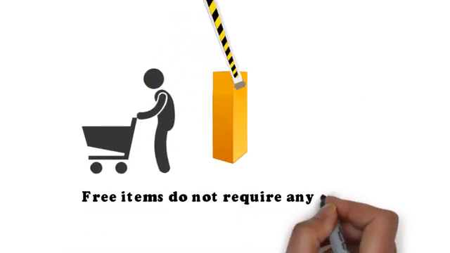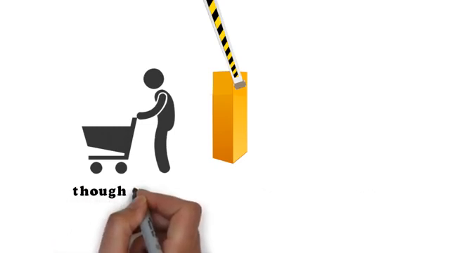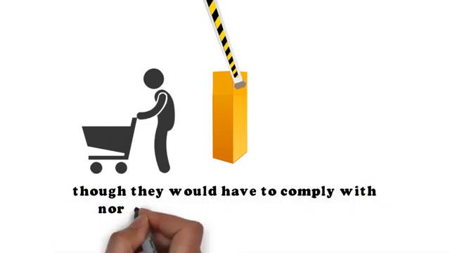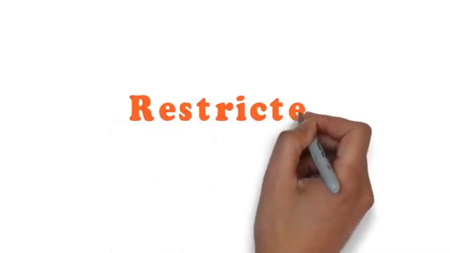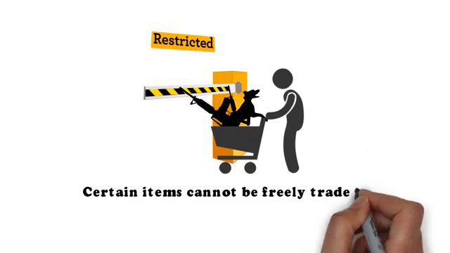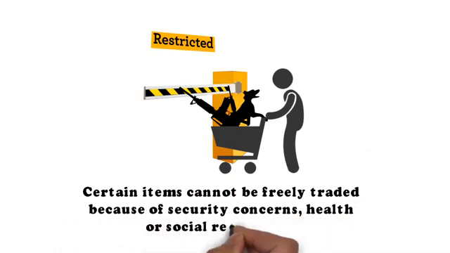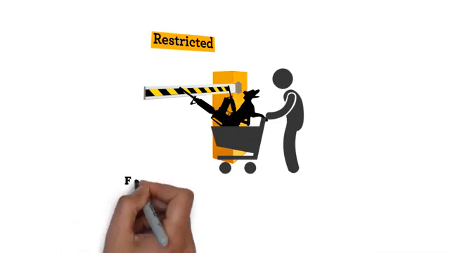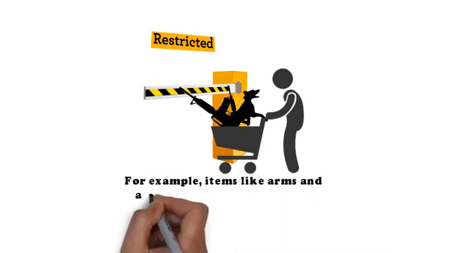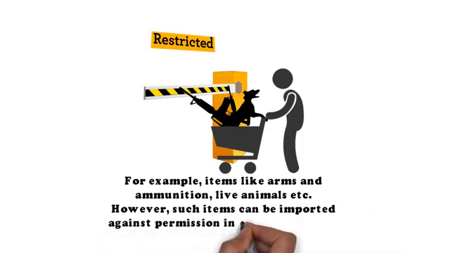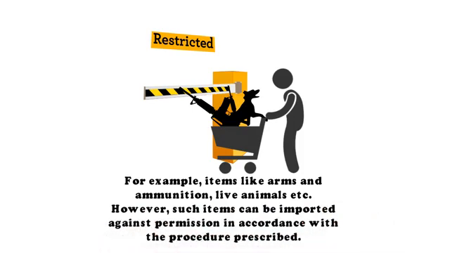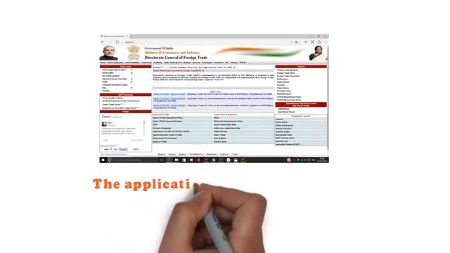Free. Free items do not require any special trade permissions, though they would have to comply with norms and rules applied to similar goods that are domestically produced. Restricted. Certain items cannot be freely traded because of security concerns, health or social reasons, etc. For example, items like arms and ammunition, live animals, etc. However, such items can be imported against permission in accordance with the procedure prescribed.